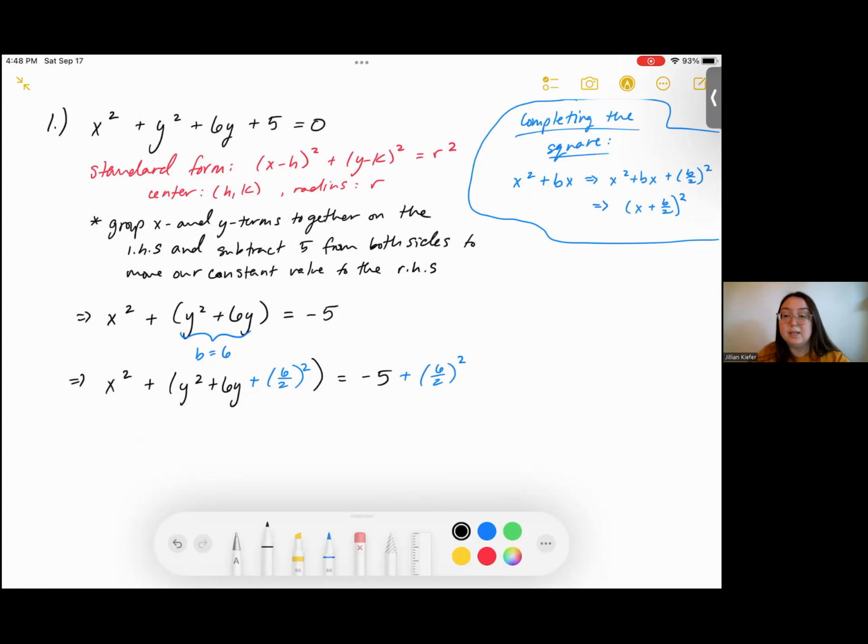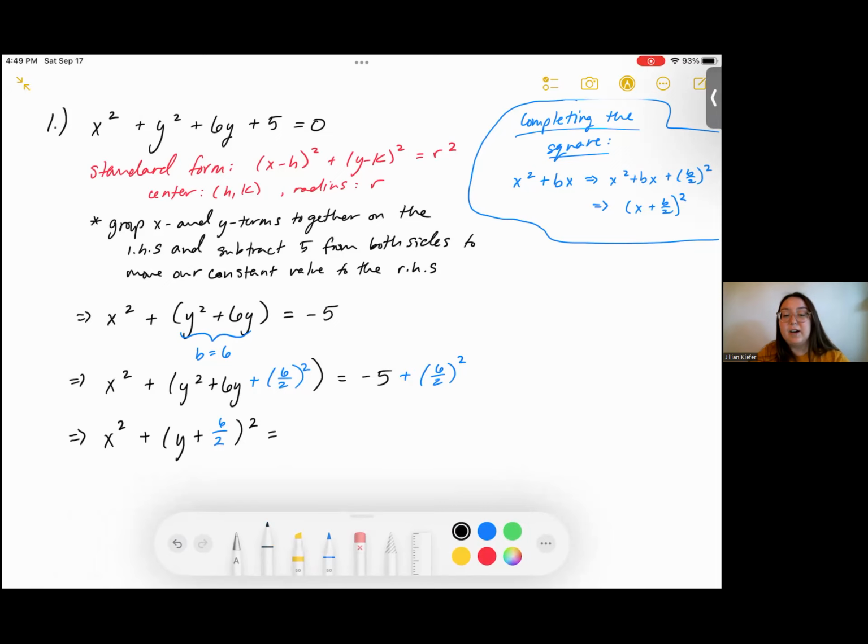So since we know what b is, 6, this means that our y squared plus 6y plus 6 over 2 squared, that whole term, immediately turns into y plus 6 over 2 squared. So we see that once we add that strategic constant, we can immediately put it in its factored form. They are now equivalent, and we don't really have to do any extra work to get there.